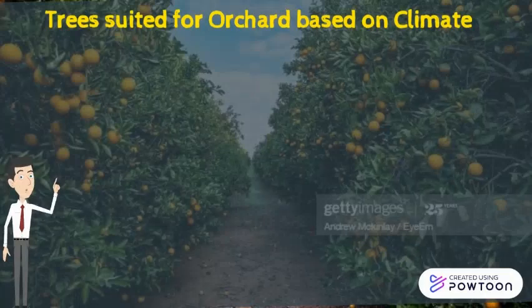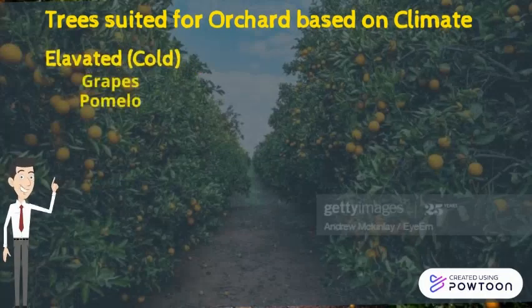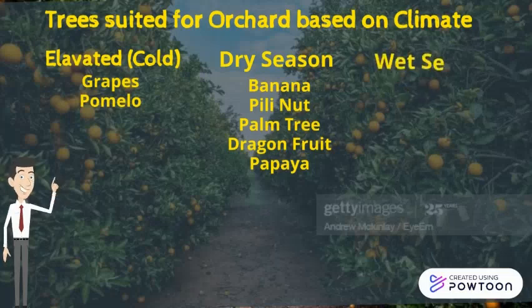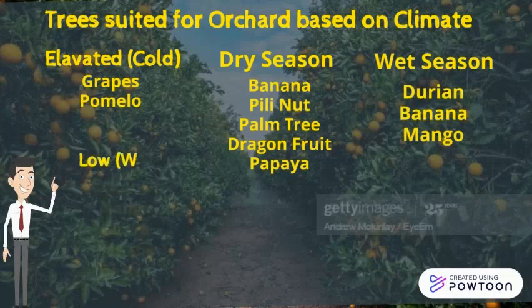Examples of trees suited for orchard based on climate: elevated season, dry season, wet season, low season.